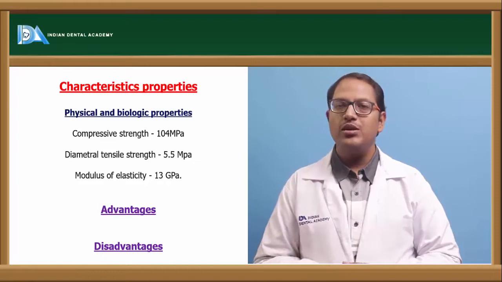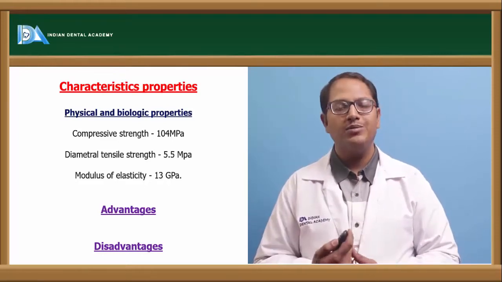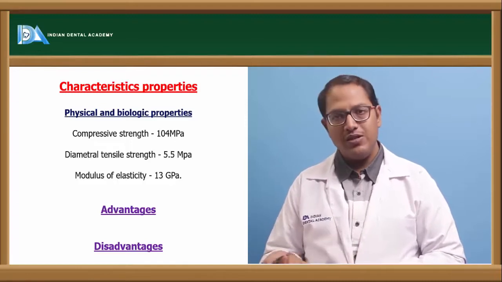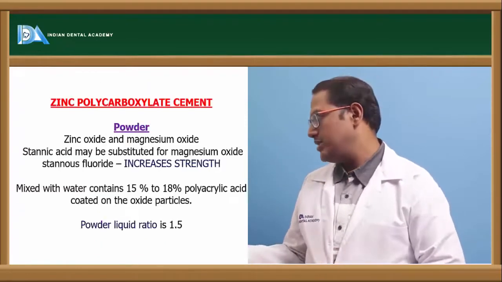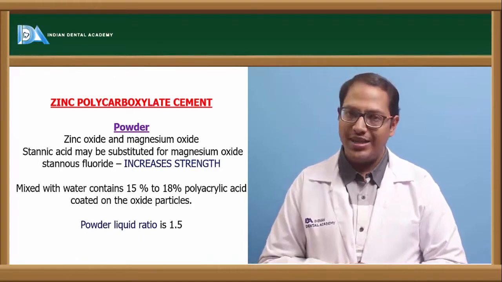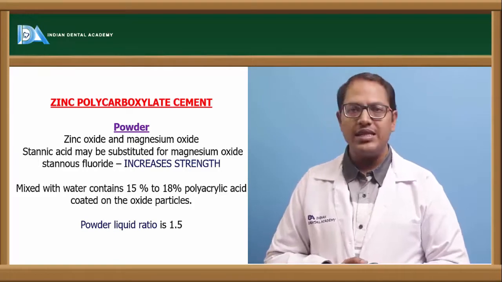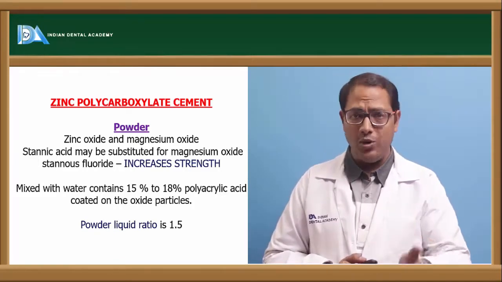But though we use it in luting of orthodontic braces and for luting permanent restorations, we still use zinc phosphate cement. Coming to the next, which is the zinc polycarboxylate cement. Now, zinc polycarboxylate cement, as the name itself suggests, is somewhere zinc oxide and polycarboxylic acid.